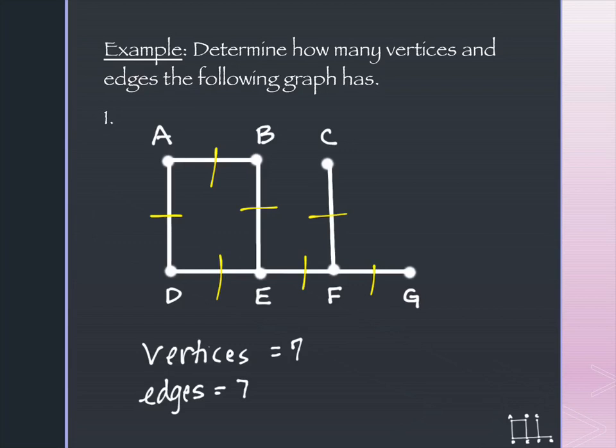So you don't count DG all as one edge. That's not one edge. That's 3 separate pieces. So there's 3 edges there.